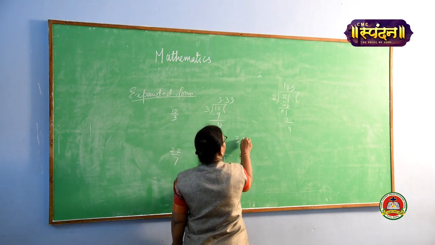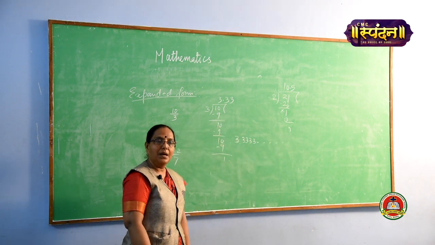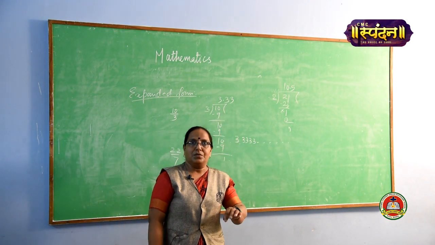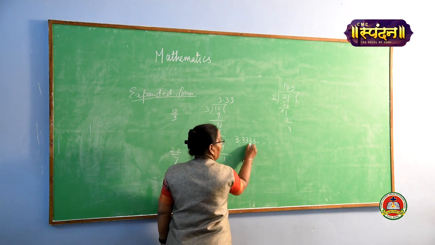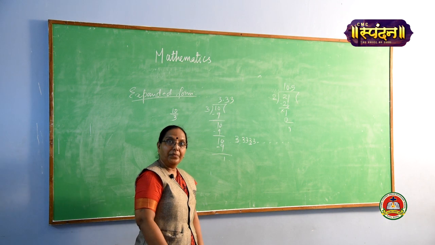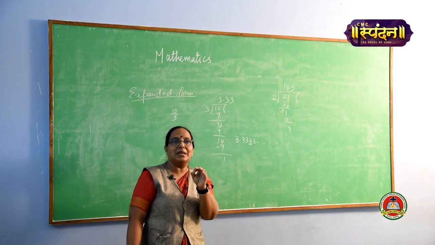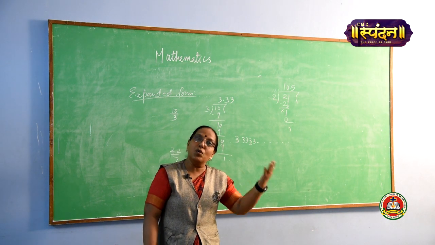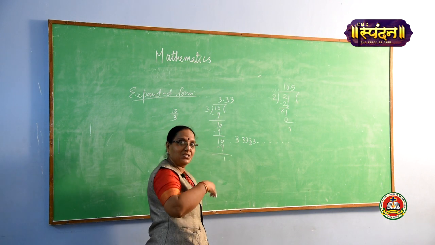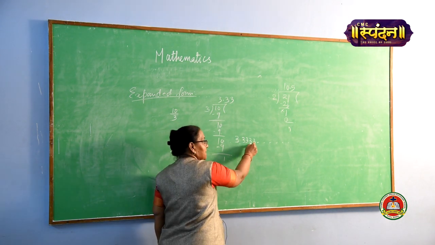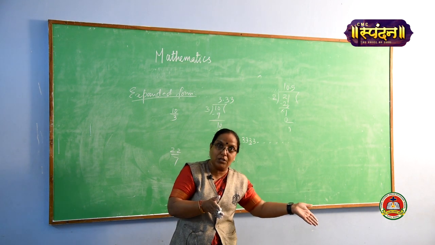So the answer is 3.33333333, a recurring number. And if they are asking, suppose, answer up to 2 places, you need to find out the third place also. Why? Because at the third place, suppose it is 5 or more than 5, then you need to add 1 in the previous digit. That means they are asking up to 2 places, you need to find out the third also.